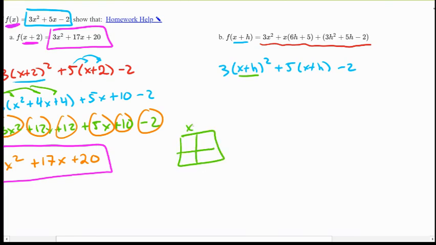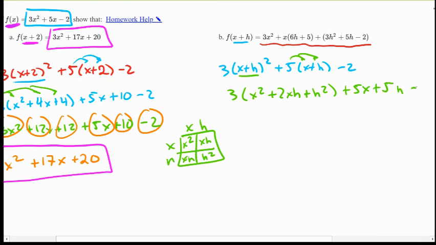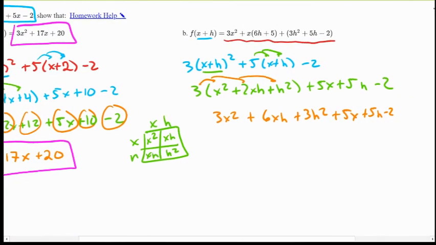I've got (x plus h) times (x plus h) squared, so this becomes 3 times (x squared plus 2xh plus h squared). I'll distribute this 5 to get 5x, 5h, and minus 2. Then I will distribute this 3 into here to get 3x squared plus 6xh plus 3h squared plus 5x plus 5h minus 2. I'm going to move this over a little bit.